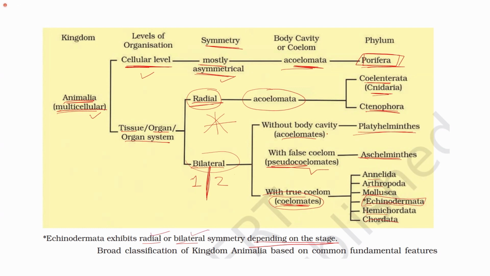respectively. So this is a broad classification of kingdom Animalia based on the common fundamental characteristics, and if you are able to remember this table, this classification, it will help you a lot in understanding most of the characteristics of a particular phylum, right?